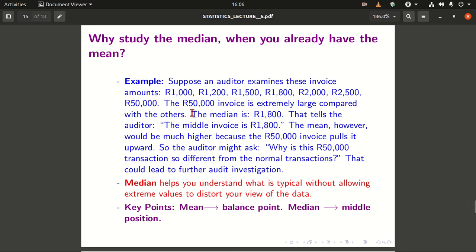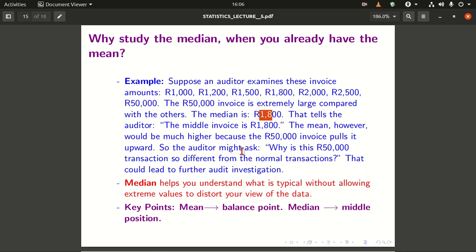But now when you look at the median, you arrange these values and find that the median is 1,800. What does that tell you as an auditor? It tells the auditor the middle invoice is this. The mean, however, is much higher because of this 50,000 invoice, because it pulls the mean towards itself, upward, making it larger. So the auditor might ask, why is this 50,000 so different from the normal transactions? That could lead to further investigation.